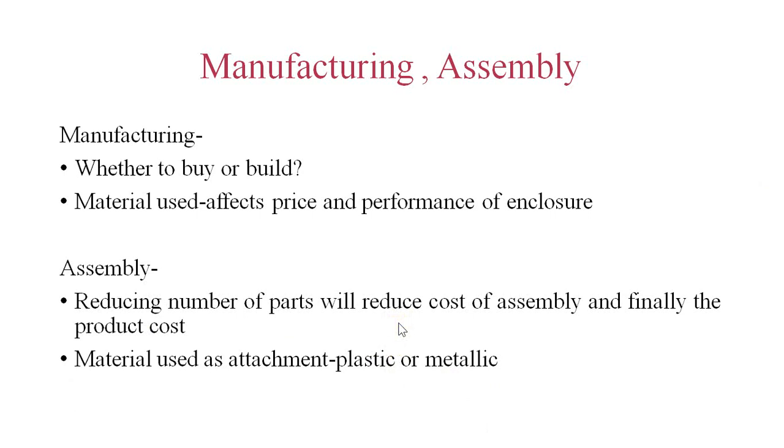So we have to assemble those parts one by one. If the number of parts is less, then it will reduce the cost of assembly, and finally it will also reduce the product cost. Next, the material which is used for the assembly of the enclosure, that is the attachment, plastic or metallic.